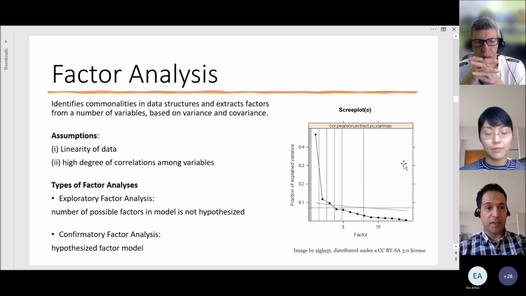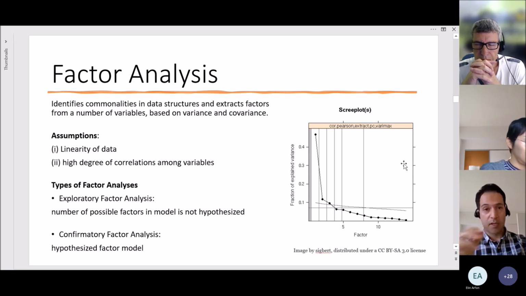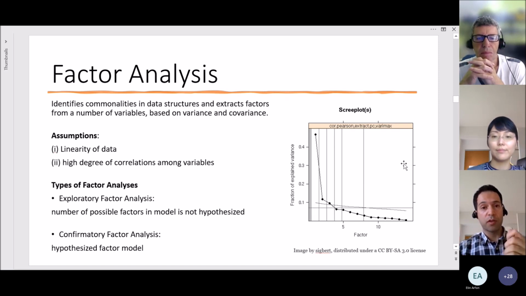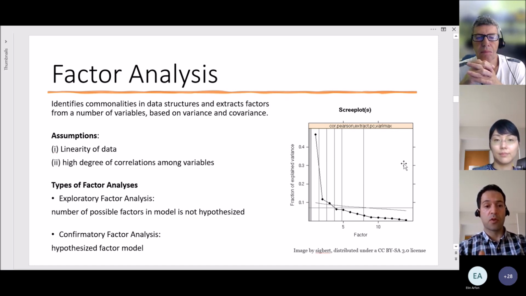There are some assumptions for factor analysis: linearity of the data, normality of the sample, and relatively high degrees of correlations among variables. Factor analysis comes in 2 forms: exploratory factor analysis, that, like I said, explores your data and then classifies your data into separate factors. Some of these factors might be highly correlated.